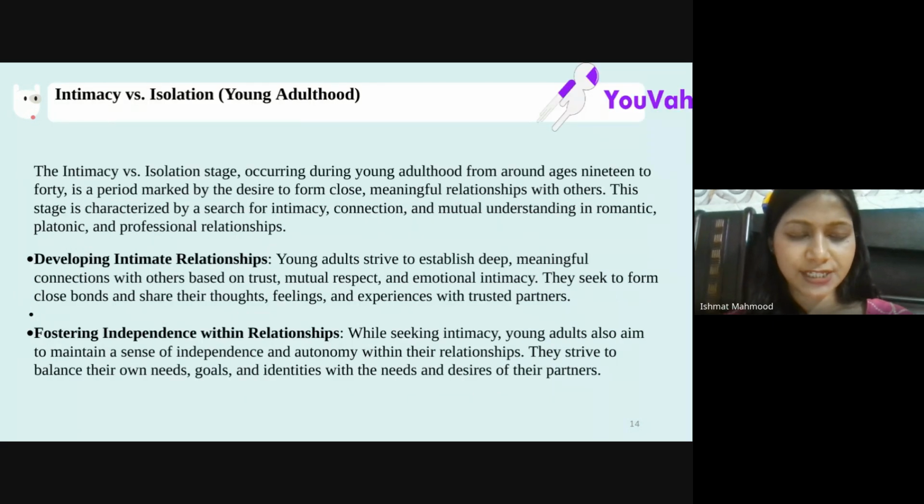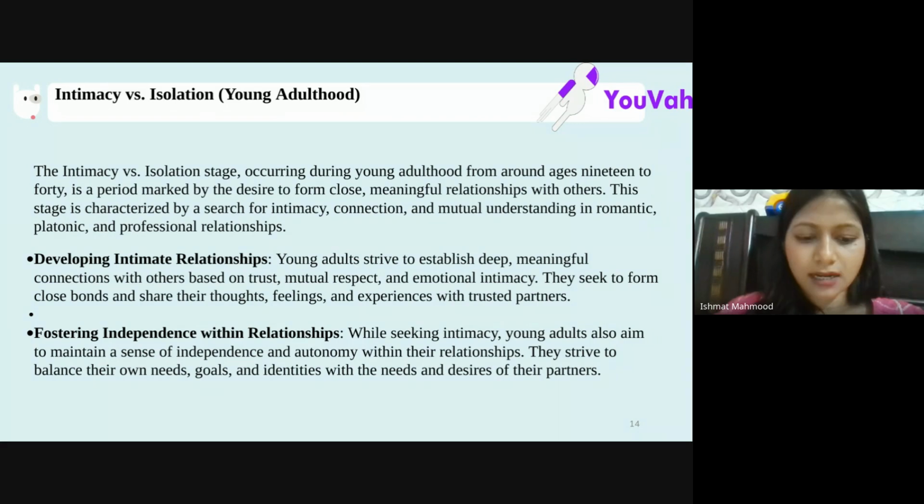So the next stage is intimacy versus isolation. This stage starts at the age of 19 to 40.